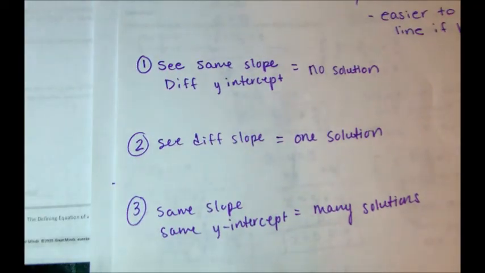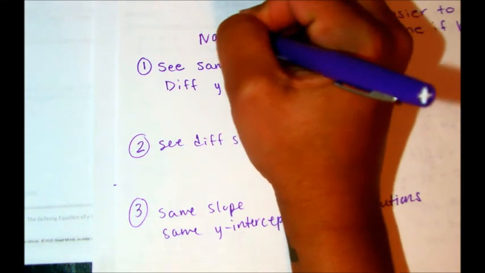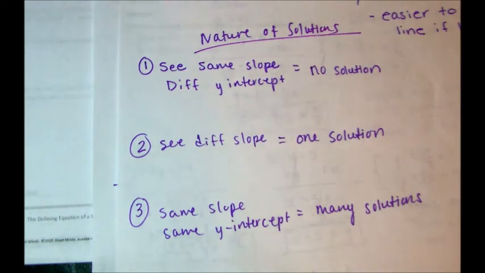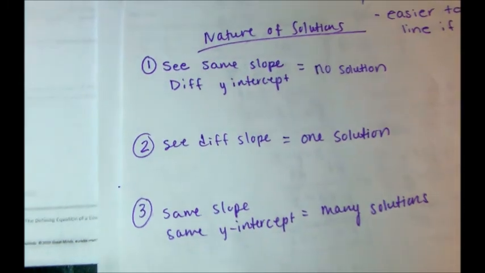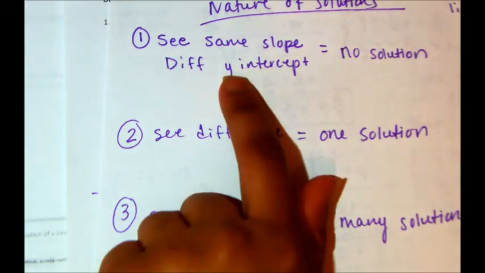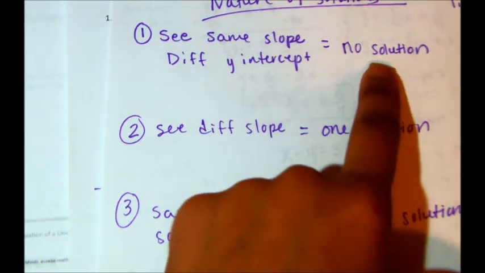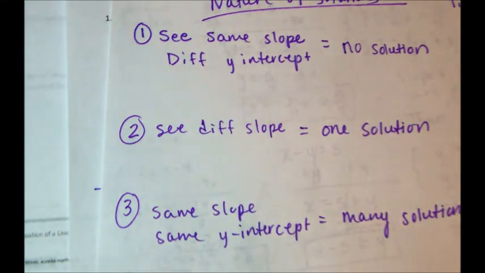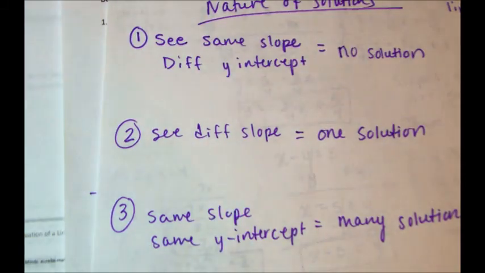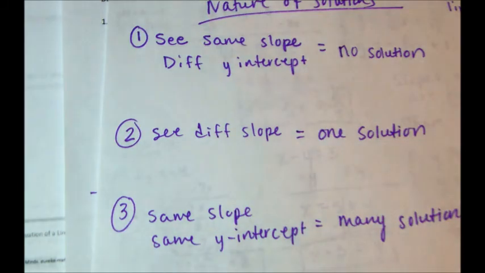To recap my thoughts around the nature of solutions. There are 3 types of solutions to a system of linear equations. If I see the same slope but a different y-intercept, there's absolutely no solution, particularly because lines with the same slope are parallel. And we know parallel lines run in the same direction and never touch. If I see different slopes, I know that these are not parallel lines, so they're 2 distinct lines that will cross at one point, so there's one solution.